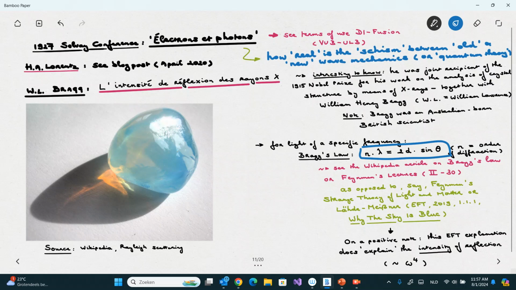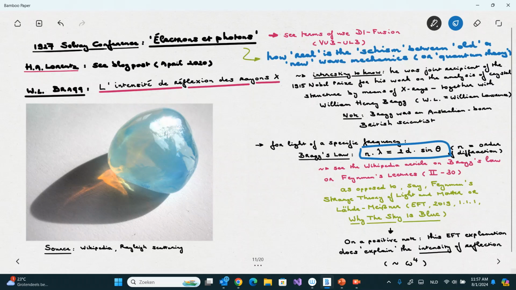I will take the Wikipedia article on it, but you can also have a look at Feynman's lectures in volume 2, lecture 30, and also actually new effective field theory. I kind of like it. It's sort of a probabilistic framework for analyzing things, and they start actually with exactly explaining this phenomenon. Why is the sky blue, or well, why does this crystal appear blue?